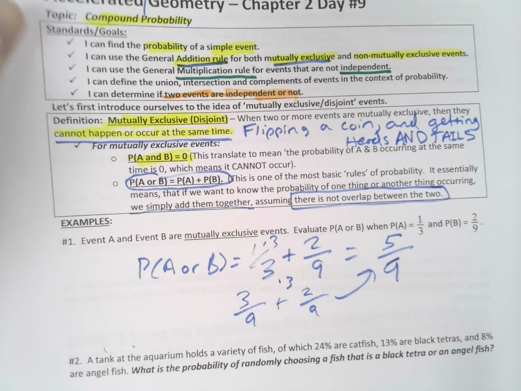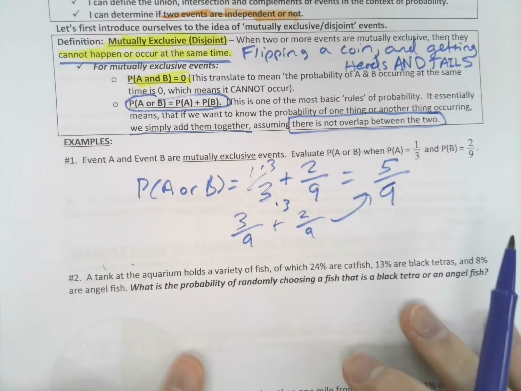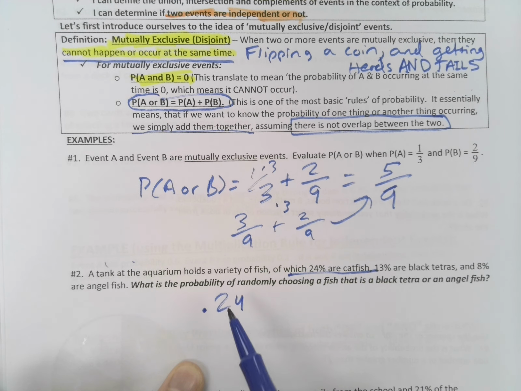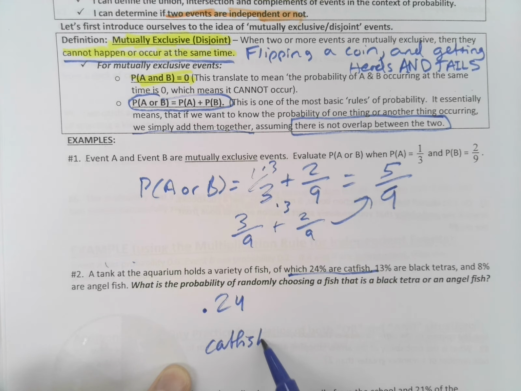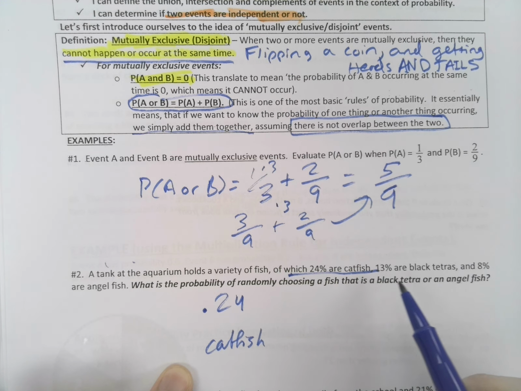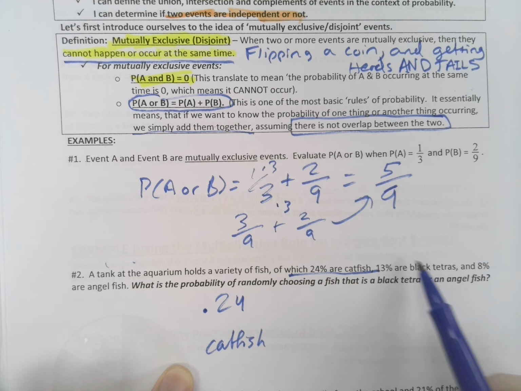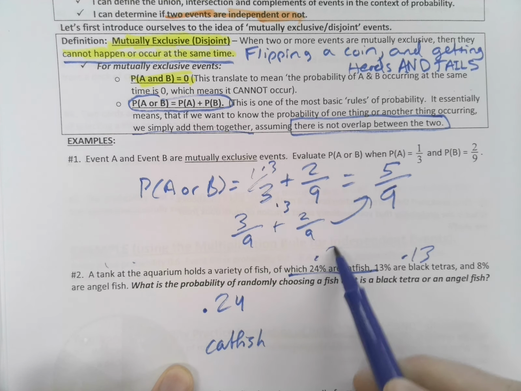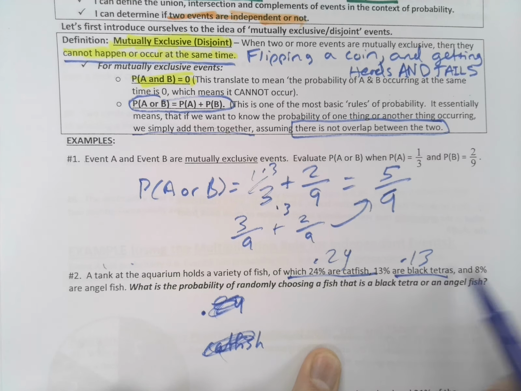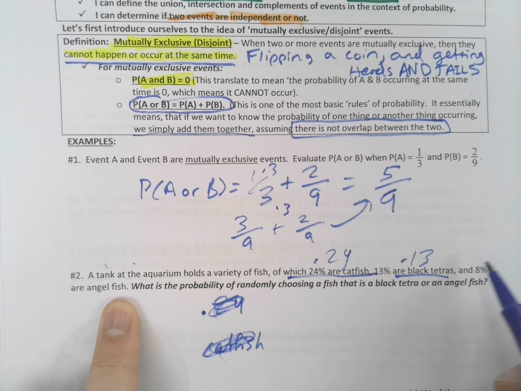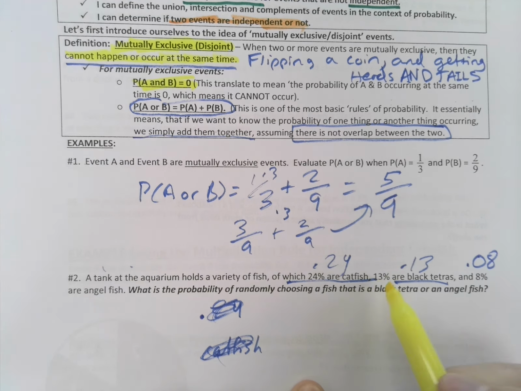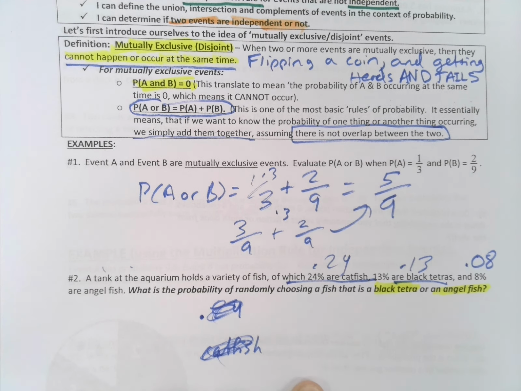How about number 2? We go to an aquarium, and we've got 24%, 0.24, our catfish, and 13% are black tetras. So that'd be 0.13. I'll put 0.24 up here. That way we're not too confused. And then 0.8 or 8% are angelfish, 0.08. What's the probability of randomly choosing a fish that is a black tetra or an angelfish?